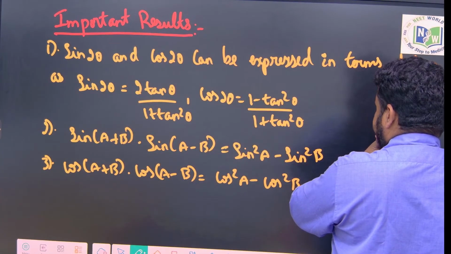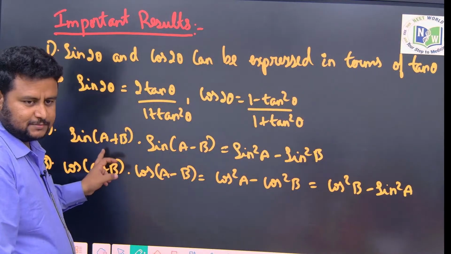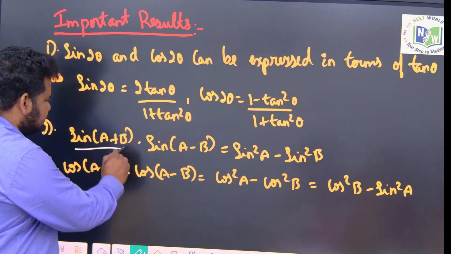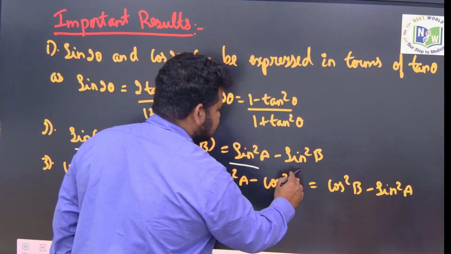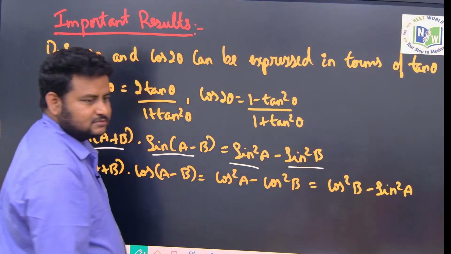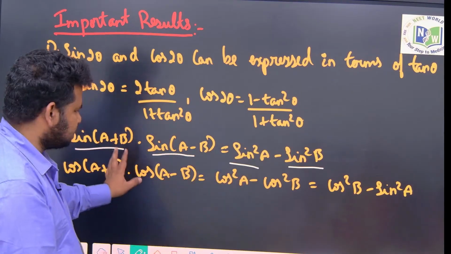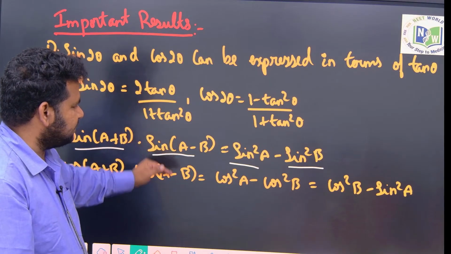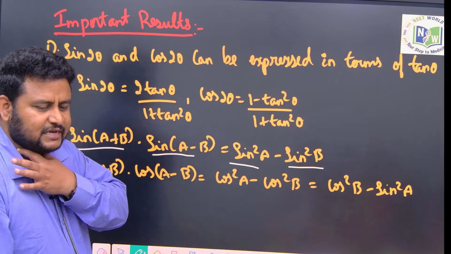This I already told you. Now, this one is very important. See here, sin of a plus b. Please make a note of this result. Sin of a plus b into sin of a minus b is sin square a minus sin square b. Here it will be cos square only when it is cos. If it is sin of a plus b into sin of a minus b, it is sin square a minus sin square b.